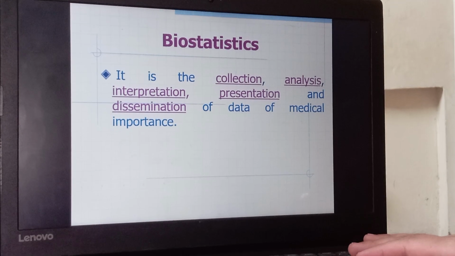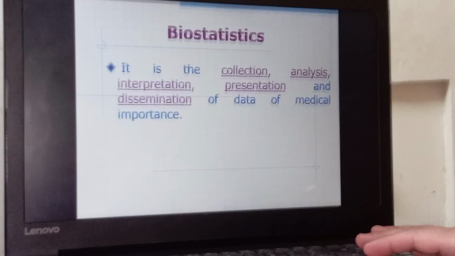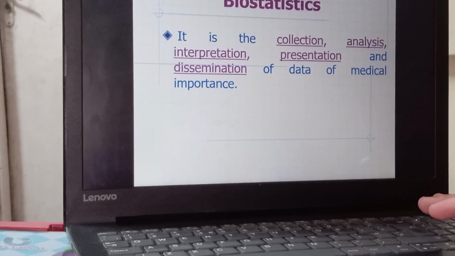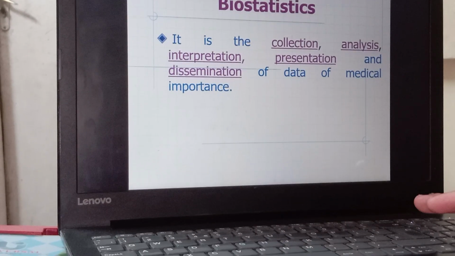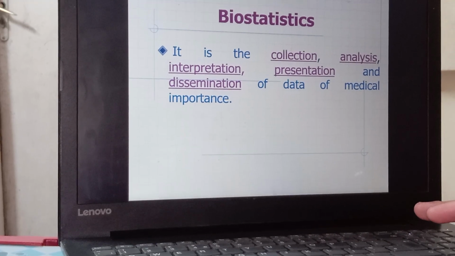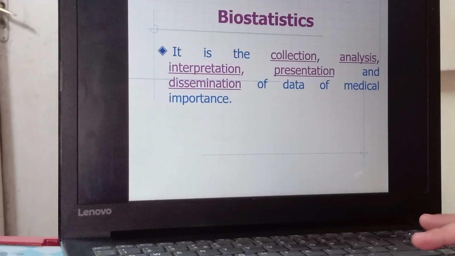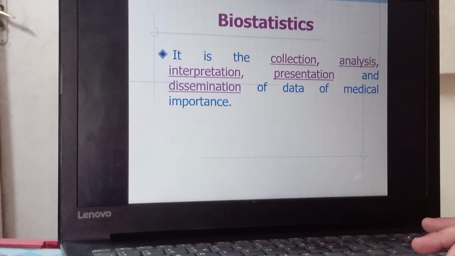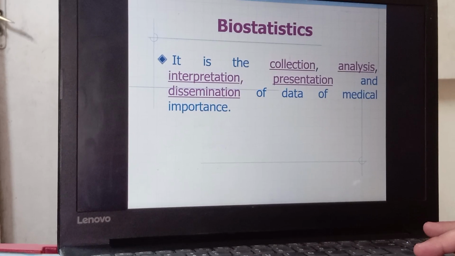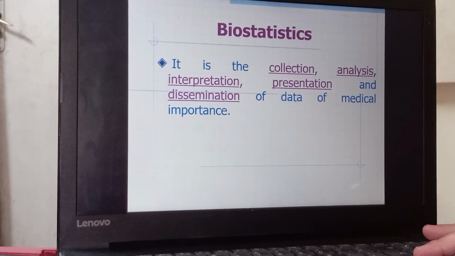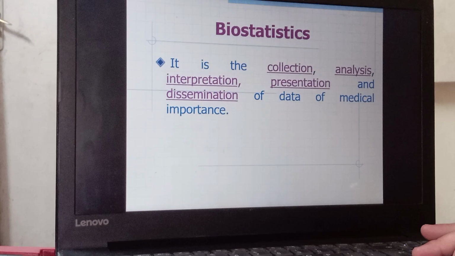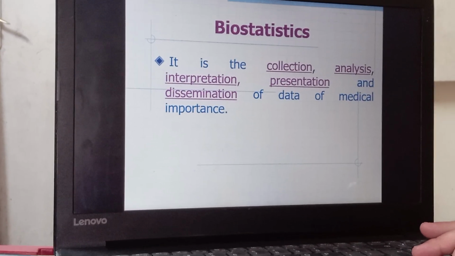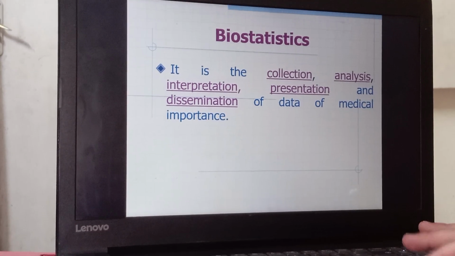Biostatistics, as the name indicates, deals with the whole process of collecting, summarizing, organizing, interpreting, and presenting the data related to medical sciences. So, statistics is basically the process that starts from data collection till its presentation or its publication in various journals for dissemination of data to the readers.